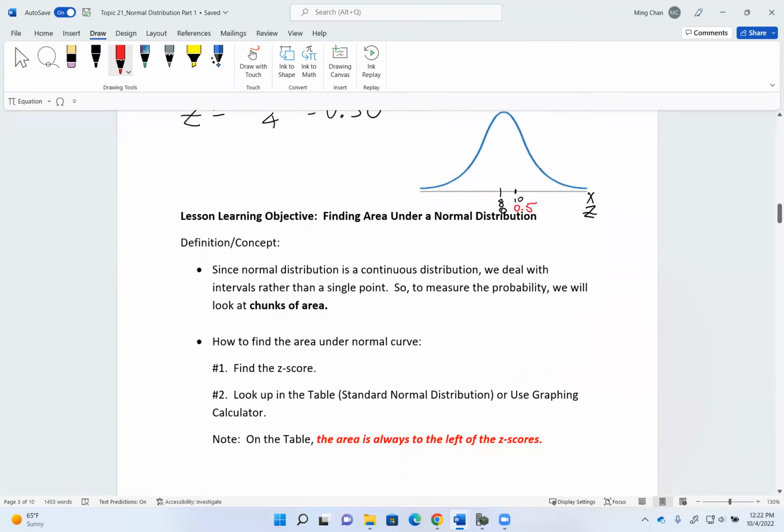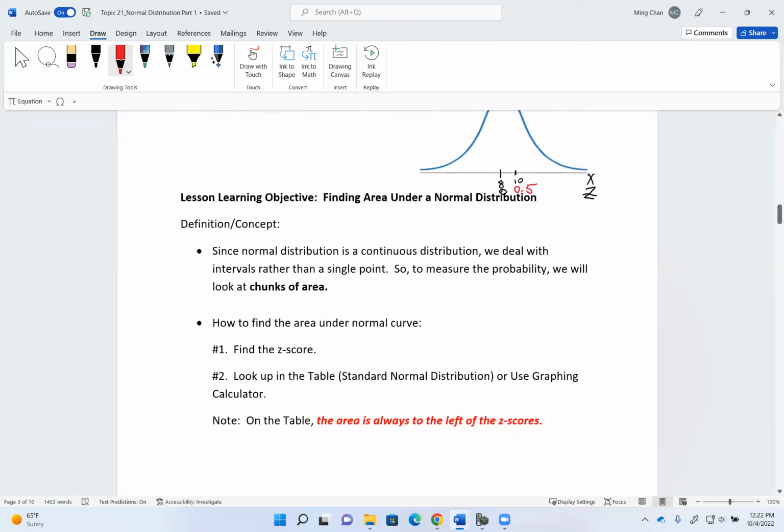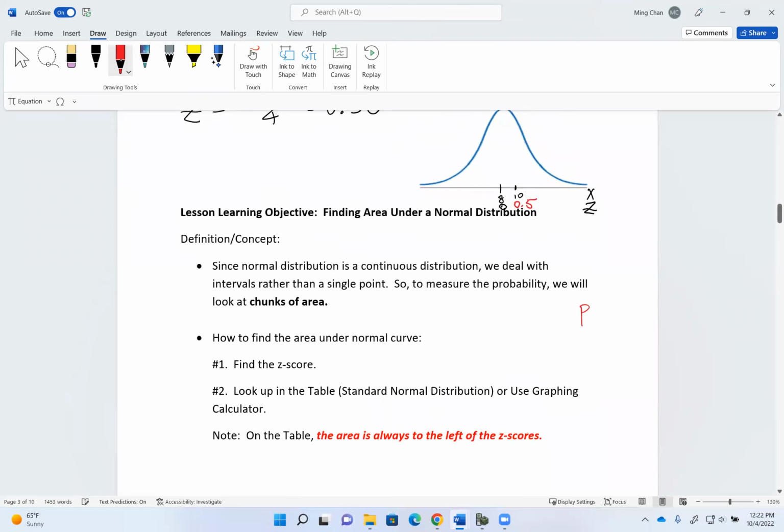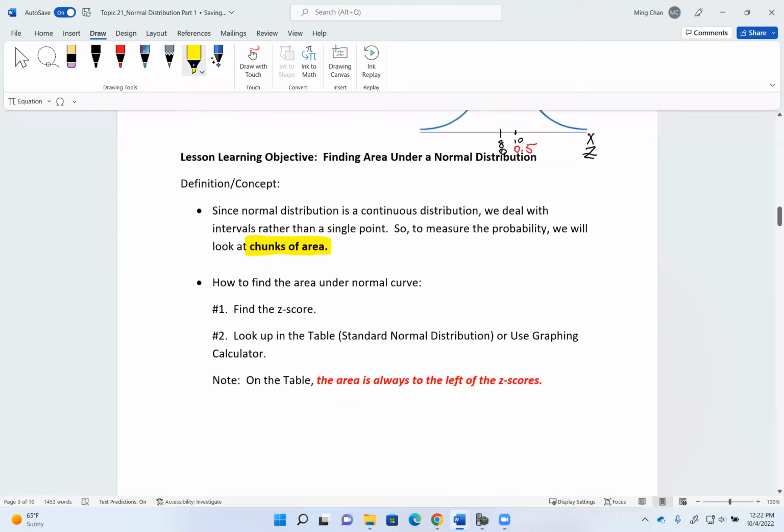When it comes to finding the area under the normal curve, since a normal distribution is a continuous distribution, we will deal with intervals rather than a single point. The binomial PDF we talked about in the previous topic finds the exact probability of an exact value. Since we are dealing with a continuous random variable now, we no longer use the PDF. We will use the cumulative density function, the CDF, and look at chunks of area at a time, not a single point.